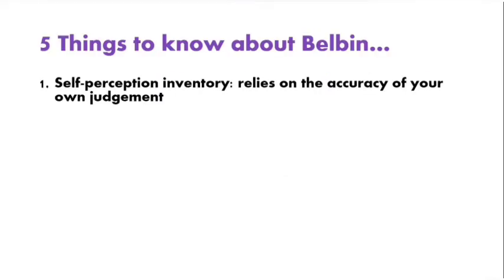Self-perception inventory. Now, this relies on the accuracy of your own judgment. So what do I mean by that? If at the time of filling out the self-perception questionnaire, your opinion is subject to bias or one form of inaccuracy or another, this will have a profound effect on your Belbin score. In fact, as one way to remedy this, Belbin themselves recommend you have some sort of feedback mechanism as a way to ensure that the Belbin roles you have scored are actually the ones you possess and use in a team role or team situation.